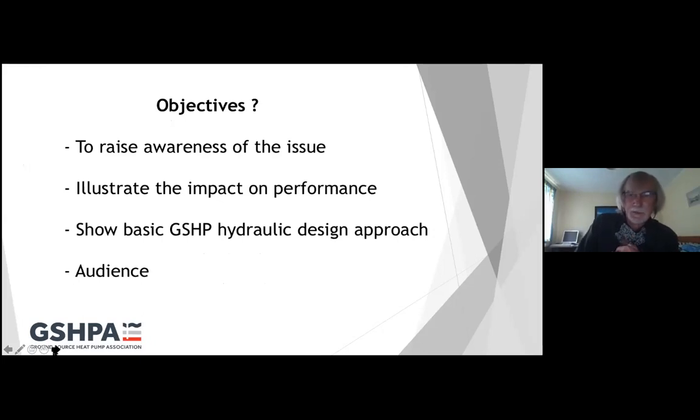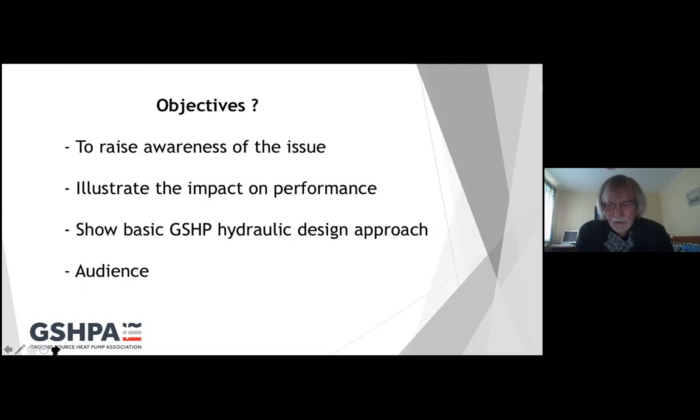So what I'm going to try and do is explain why hydraulics. I want to raise the awareness of the significance of the issue, show you why it's important and the impact it has on ground closed-loop systems. I'll then take you through a very basic approach to hydraulic design. The principles of what I have to say apply from tiny domestic systems to full-blown megawatt systems. Principles apply all the way through.